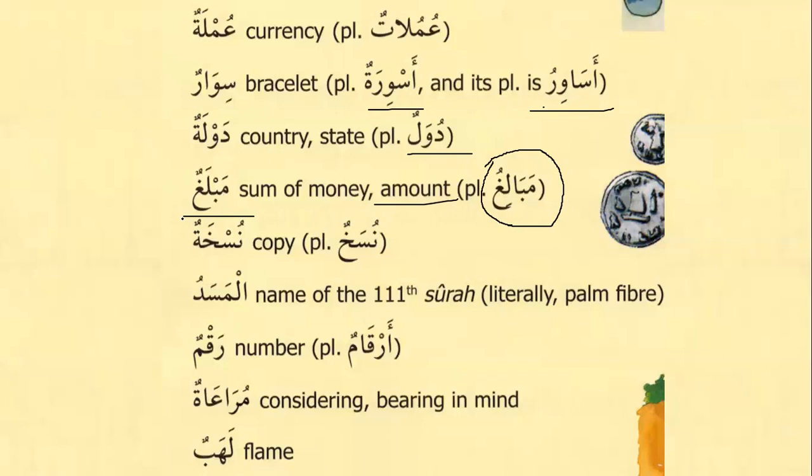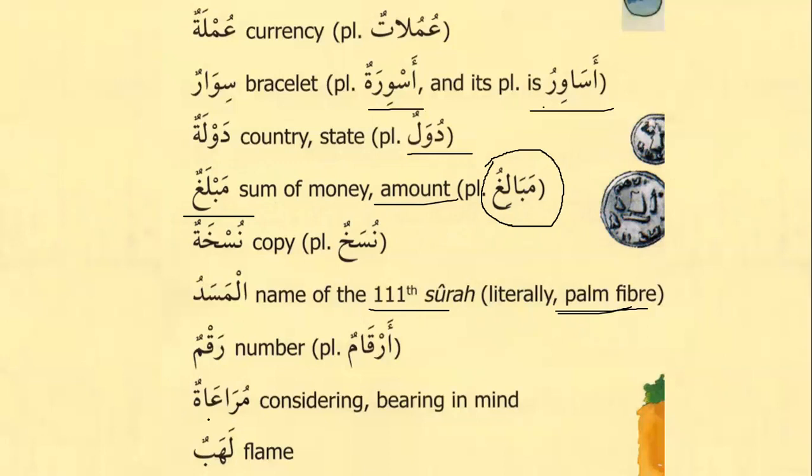Then we have masadu. It's the name of the 111th surah of the Quran. Literally it means palm fiber, and it will be the rope, habl, in the neck of the wife of Abu Lahab. All right. Then we have raqmun, and the plural is arqamun.